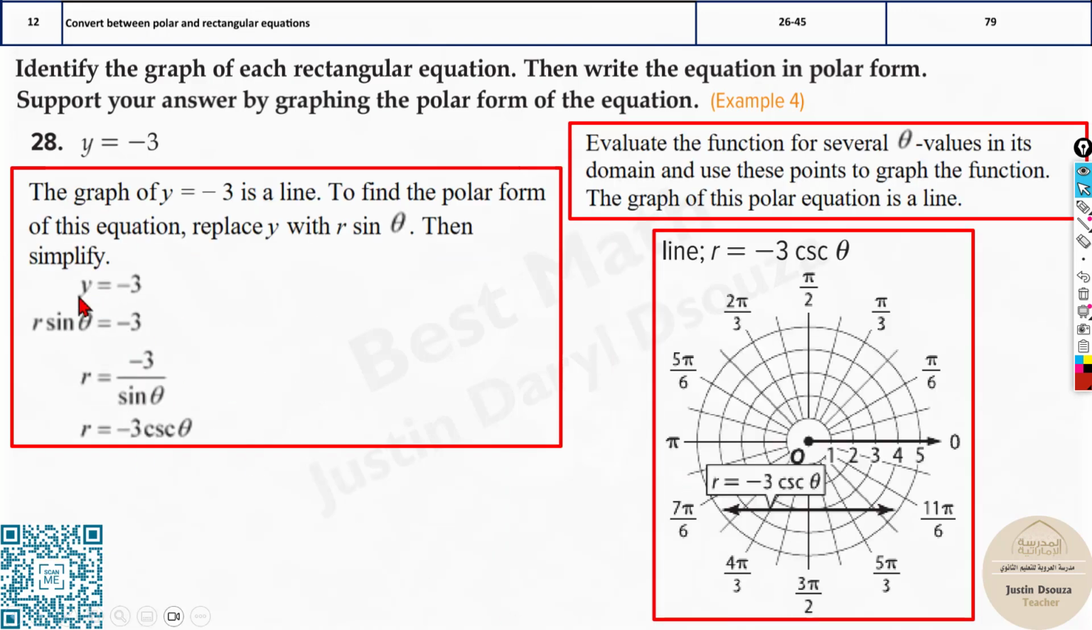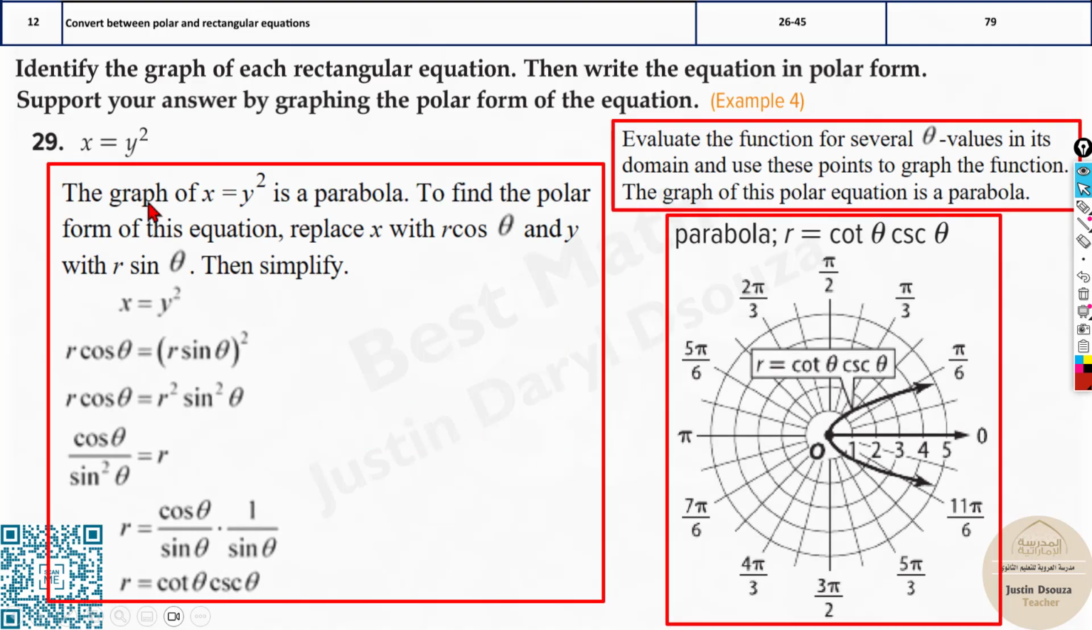So here it's very simple. Just substitute y as r sine theta and you get the answer. And otherwise, at minus 3, draw a flat line. That is a horizontal line because it's y equals minus 3. This would be the answer. And this one over here, x is y squared. Now it's a parabola, opening towards the right side along the horizontal axis. And here, all you do is substitute and simplify.